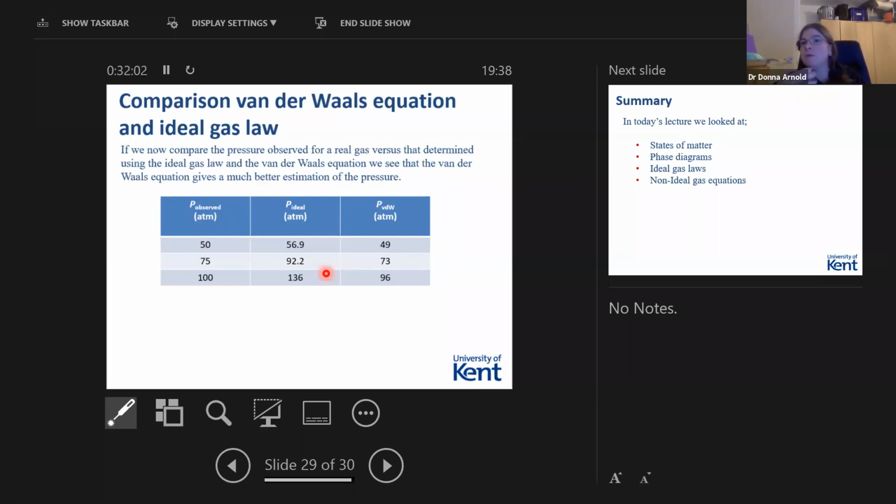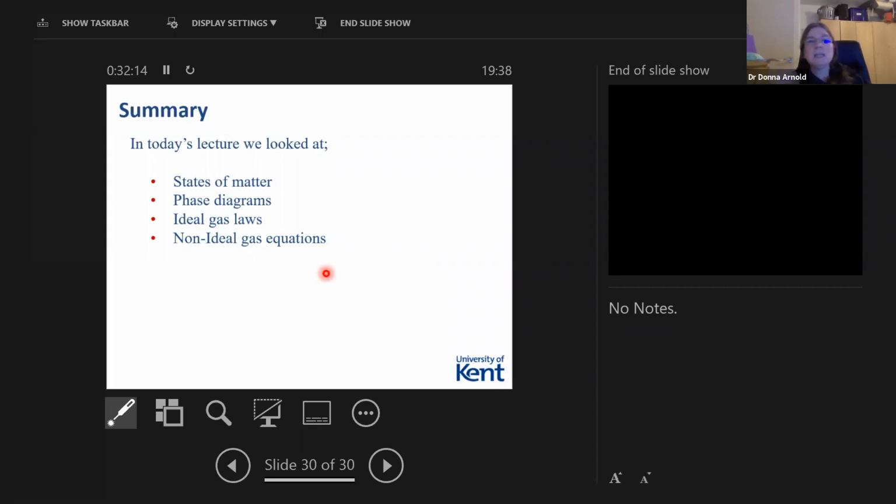We're also going to start looking at intermolecular forces, and that will lead us into looking at liquids in a bit more detail. It's always a good idea to give a quick summary. Today's lecture, we have looked at states of matter and phase diagrams. It's really important you understand the important points on a phase diagram. We've also started to talk about ideal gas laws and non-ideal gas laws. We'll start to look at some actual mathematical examples and calculations of how we'll use them. And that's the end of today's lecture.